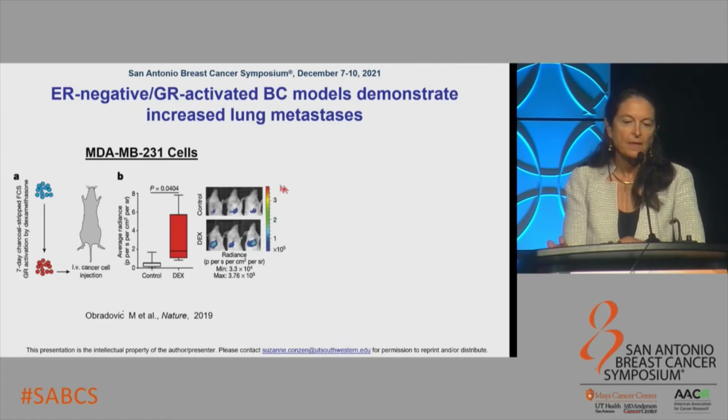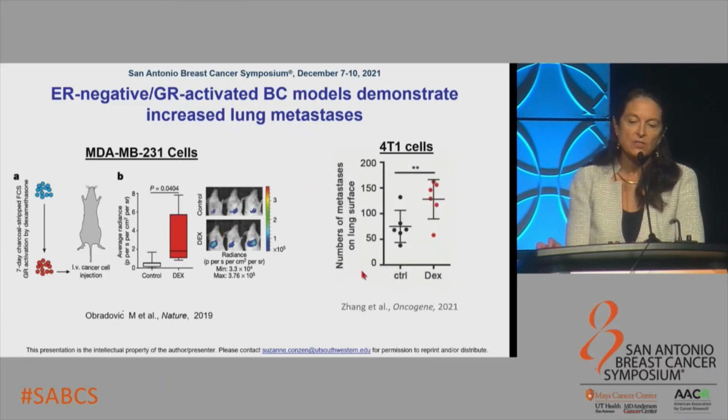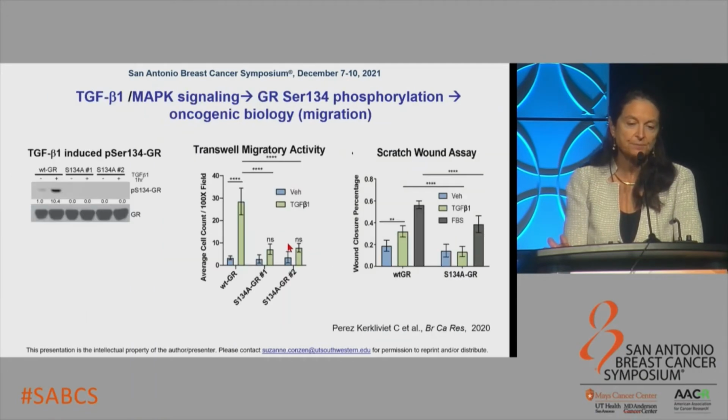In addition, there's been interest most recently in whether GR actually increases the propensity of metastasis. And in this experiment by Obradovich in Nature, MDA-MB-231 cells were shown, if activated by GR ligands, to cause increased proliferation and metastases in the lung. And a very nice new paper in Oncogene by Zhang et al. showed that in a syngeneic model of a non-estrogen receptor-positive 4T1 cell, there was also increased metastasis to the lung.